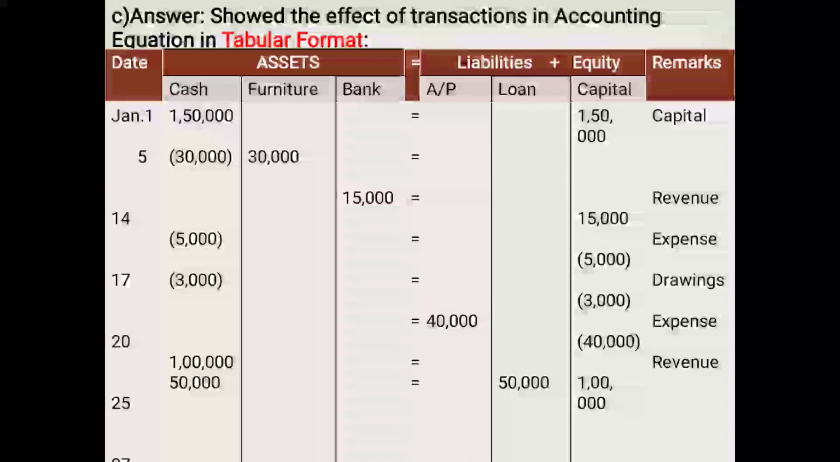Another one is January 14. Commission received by check. For this transaction, bank balance increased, so the bank account is increased by taka 15,000, and commission revenue, that is capital or equity, increases. So the capital column shows taka 15,000 for revenue.